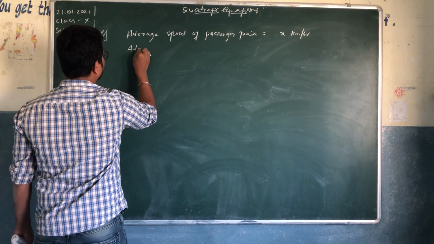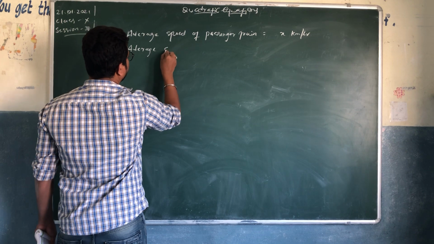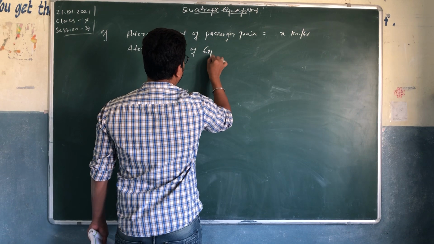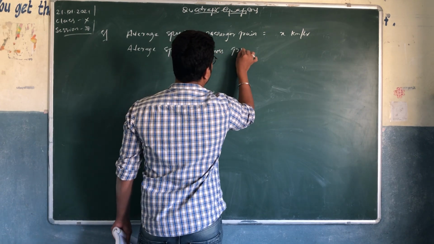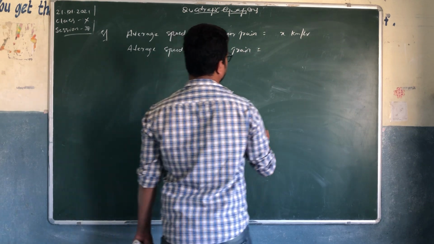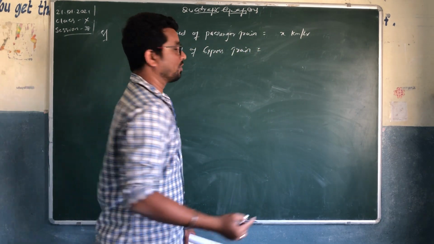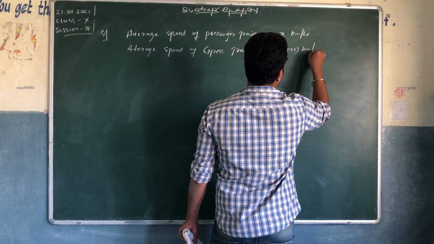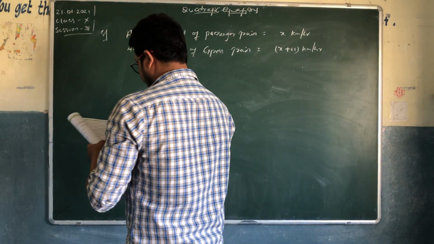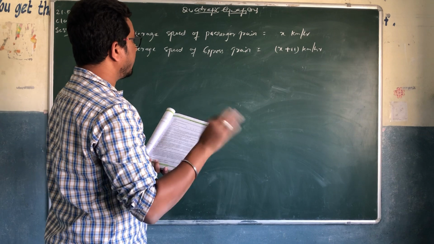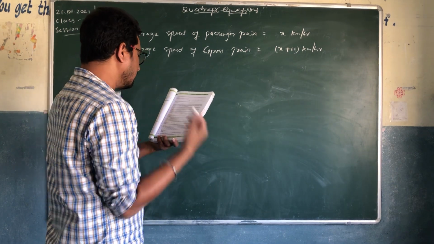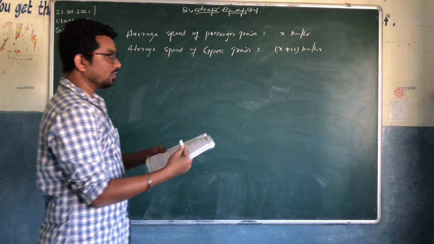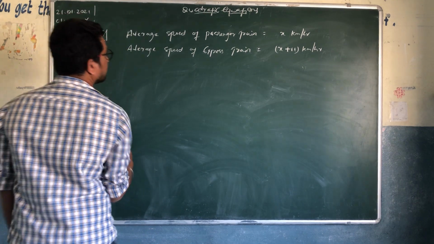Now, average speed of express train is equal to, he said, 11 kilometers more, which means x plus 11 kilometers per hour. So we got the average speeds now. Now, how much distance is it traveling? 132 kilometers, right? 132 kilometers. Now, distance.